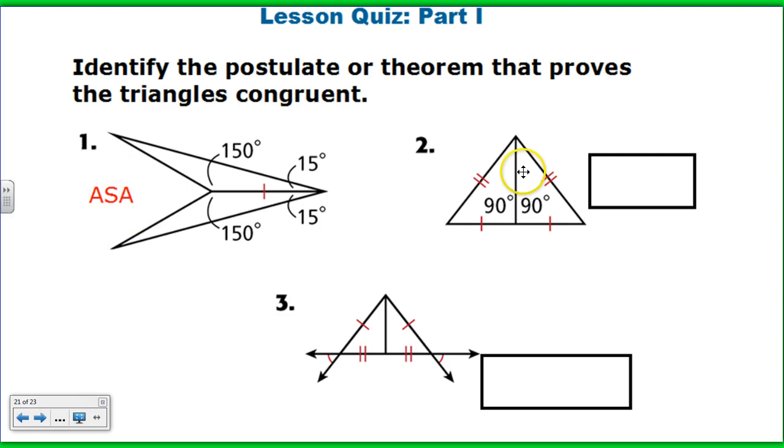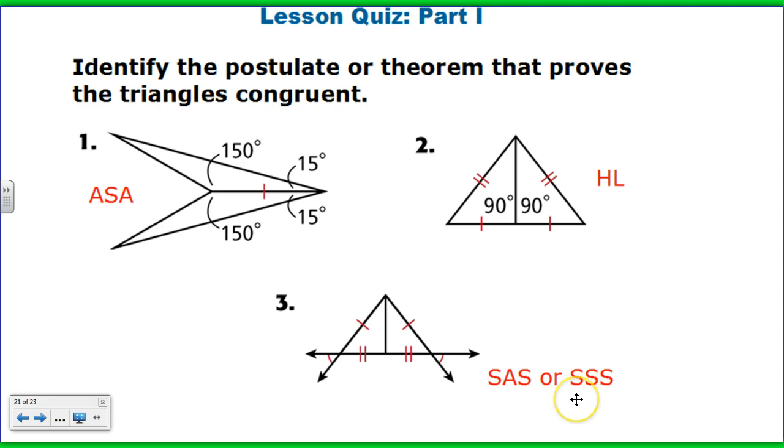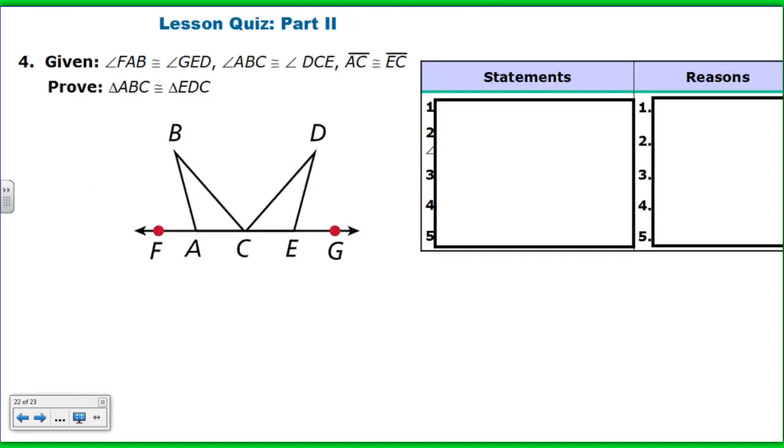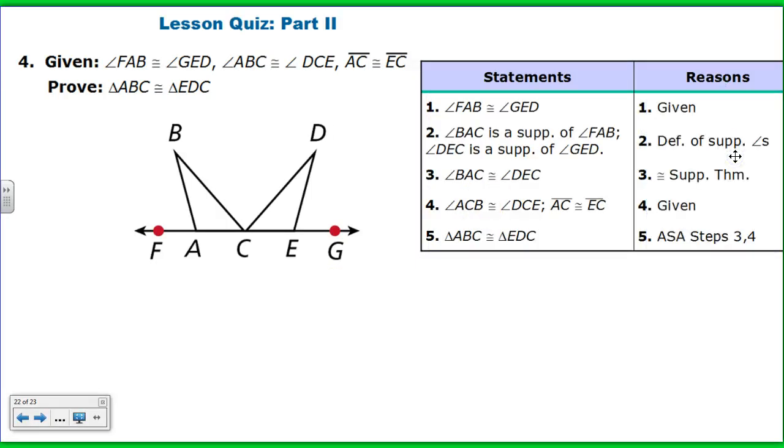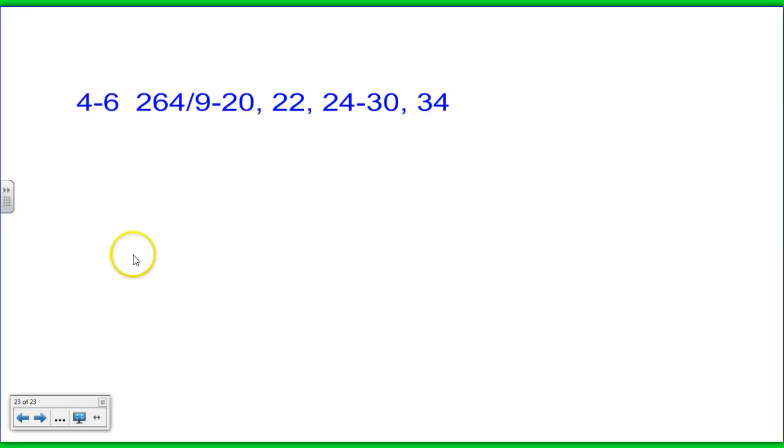Number 1, ASA. Number 2, HL. And number 3, we have either SAS or SSS. And I'm going to show you this real quick so that you can understand how that proof is made. And here you go. Long lesson. Enjoy your assignment.